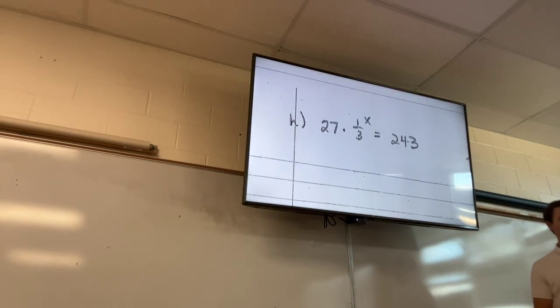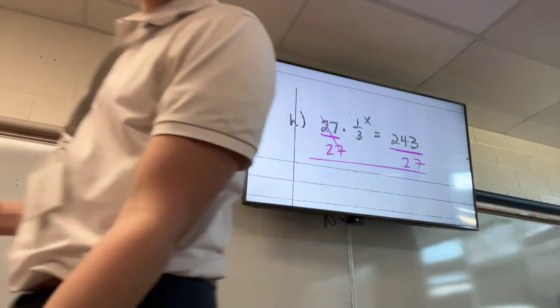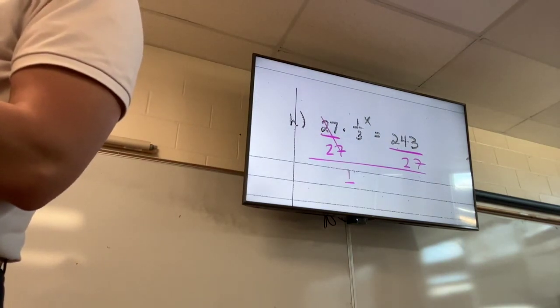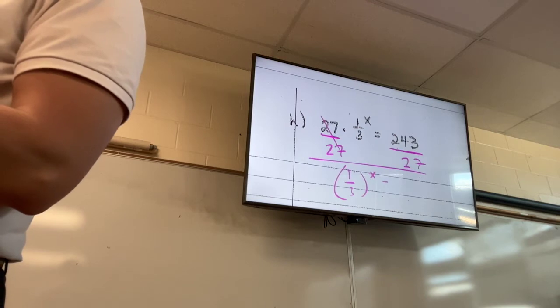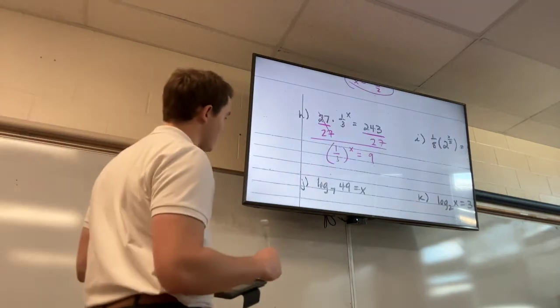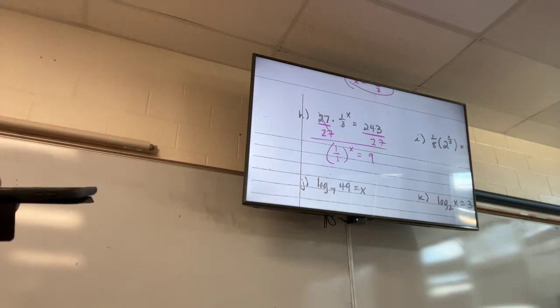We want to get what by itself? 1/3 to the x, right? So we got to divide by 27 on both sides. Nine. You read my mind. Good. 1/3 to the x equals 9. Okay.